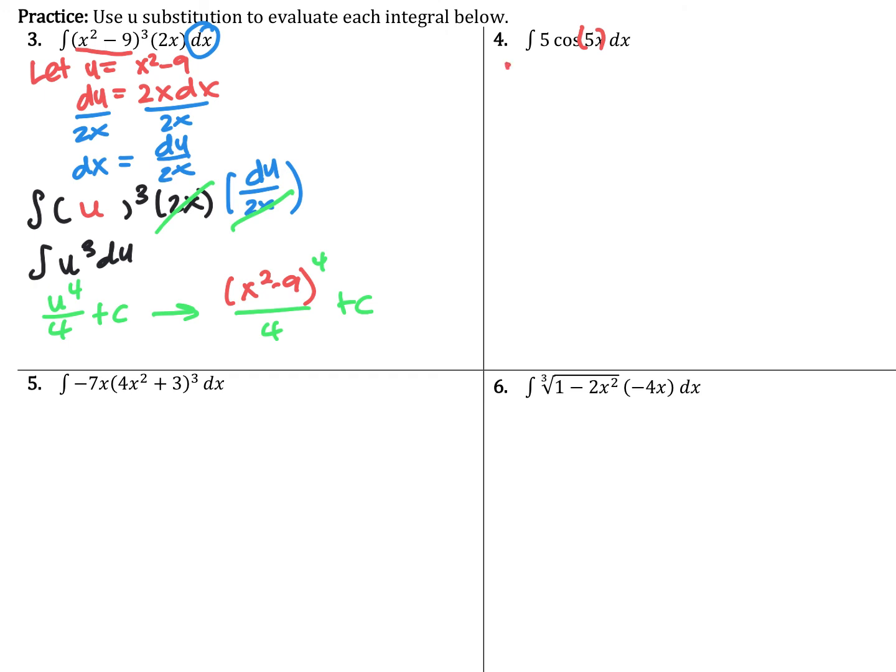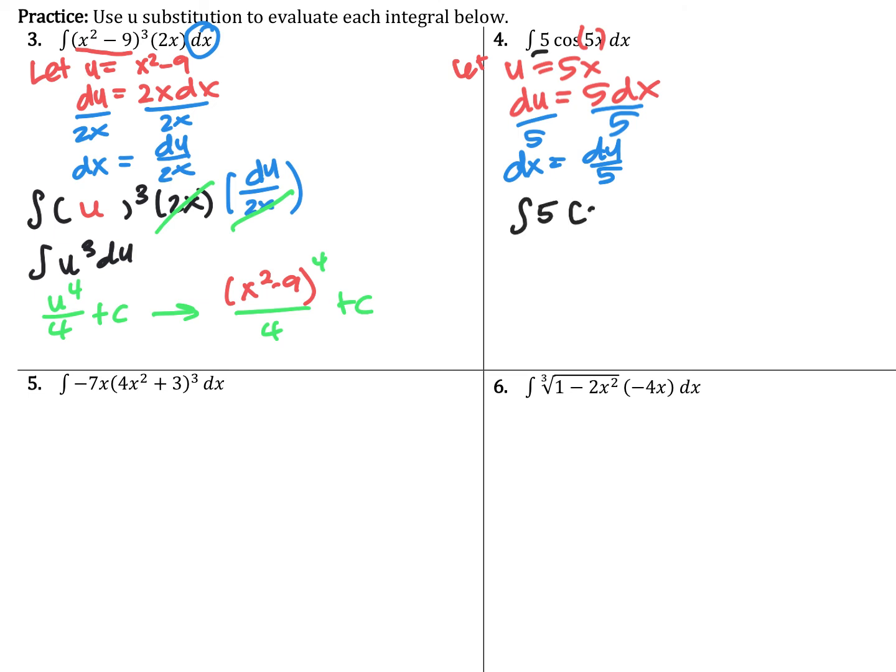So I'm going to define u. I'm going to say let u equal 5x, which means that du is 5 dx, which means if we solve for dx, we get that dx is going to be du divided by 5. And then I'm going to rewrite my integral. The integral of 5, the 5 that was already there, times cosine, but now instead of cosine of 5x, it's cosine of u. And instead of dx, it's du divided by 5.